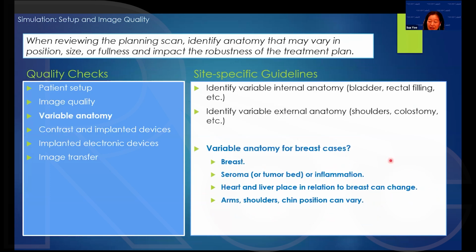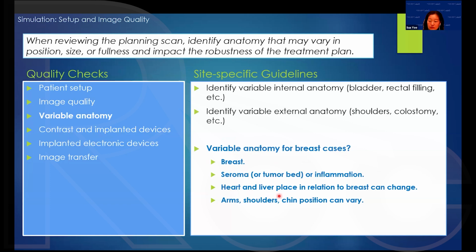What are the variable anatomies? Breast. We're treating breast, and breast is the one variable anatomy. Breast shape could be different. So during planning, we know that it's going to be different day to day, to some degree, so that's taken into account. Seroma and tumor bed inflammation can change over time. In some patients this seroma could get bigger, in some patients it gets reduced. And drain sites after surgery, the patient also gets drained, so it could get smaller.